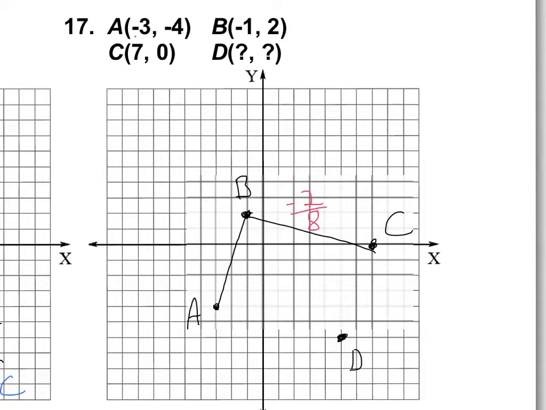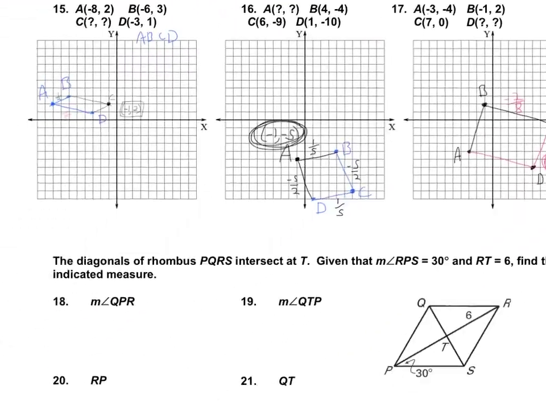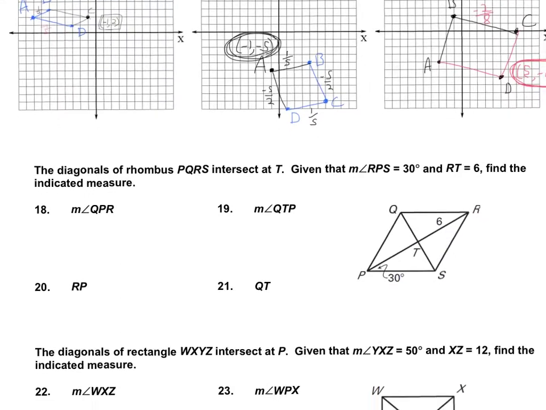So go ahead and connect those dots. And where is that? How do I get there? From here I go over 1, 2, 3, 4, 5, and down 1, 2, 3, 4, 5, 6. So 5, negative 6. Make sure you can write the coordinates correctly. That's something you've got to be able to do. Okay. On to the next set.